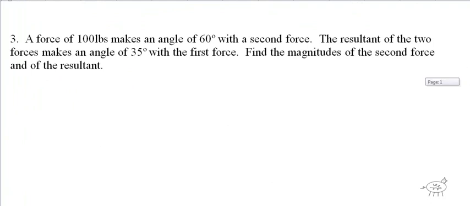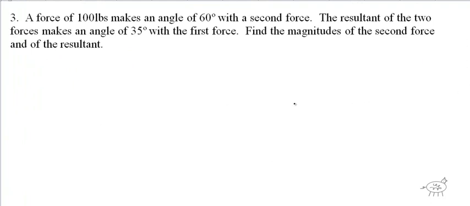All right, number 3. A force of 100 pounds makes an angle of 60 degrees with the second force. The resultant of the two forces makes an angle of 35 degrees with the first force. Find the magnitudes of the second force and of the resultant.